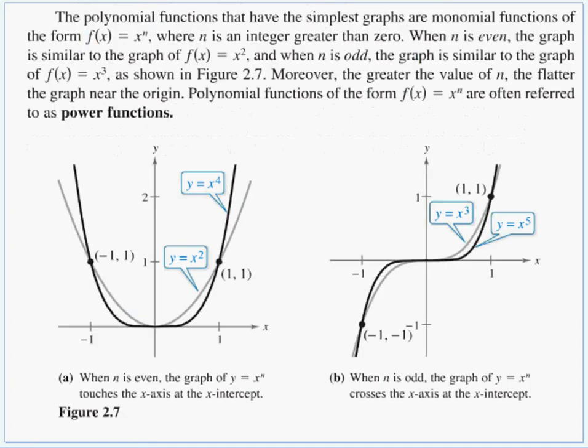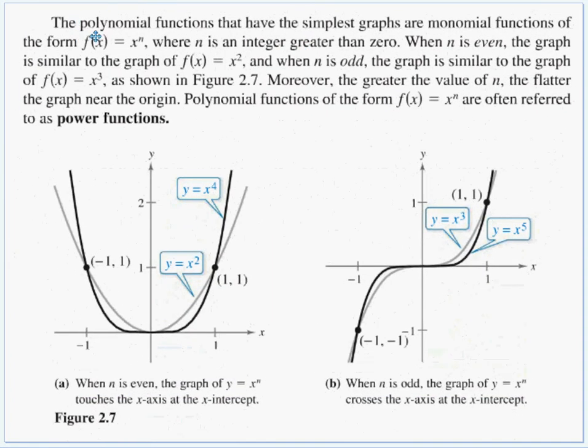The polynomial functions that have the simplest graphs are monomial functions of the form f of x equals x to some power n. There's no other terms after it. There's no plus or minus a constant. n is an integer that's greater than 0. That would be our exponent.